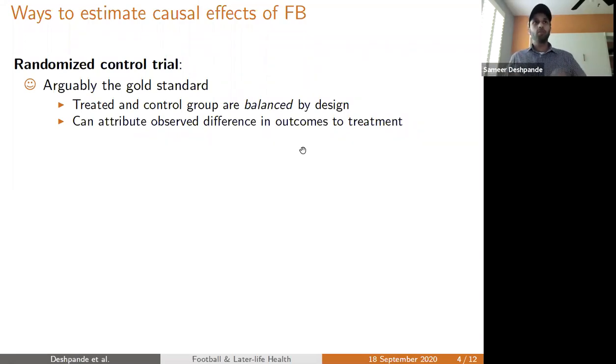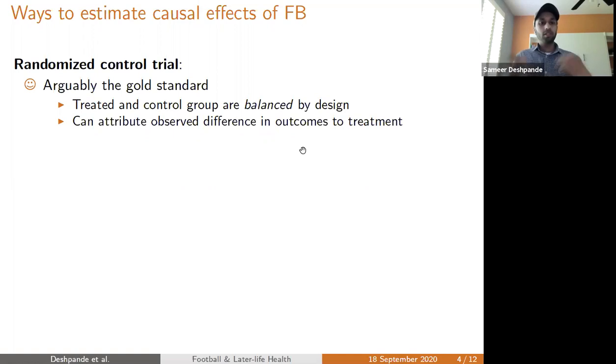So if I truly randomize football participation, then it won't be the case that the football players are somehow bigger, faster, stronger, and healthier than the controls. And the reason this is important for estimating causal effects is that if you have groups that are balanced by design, then when you observe any difference in outcomes, you can attribute that to treatment.